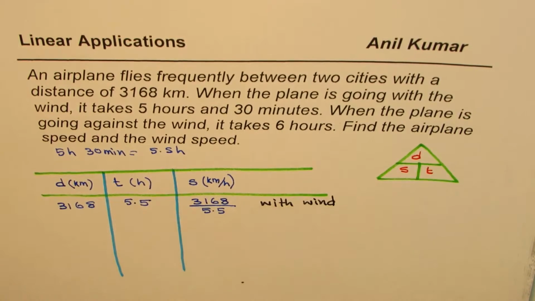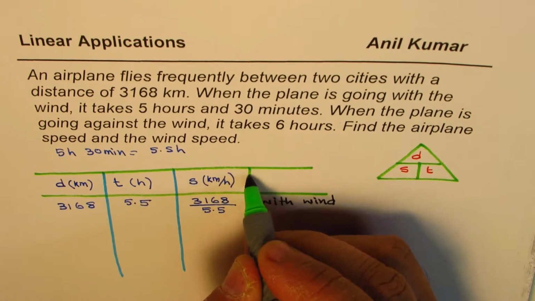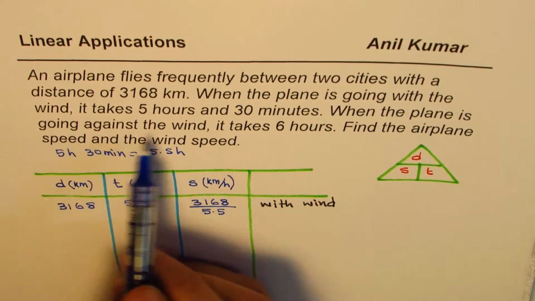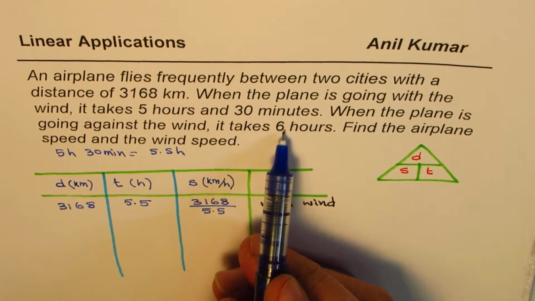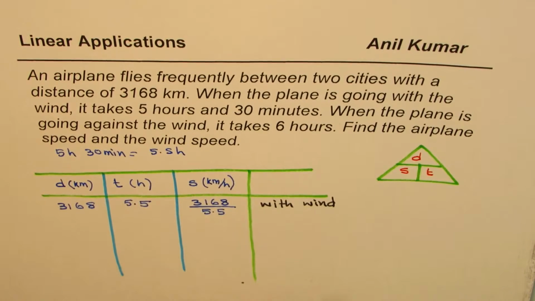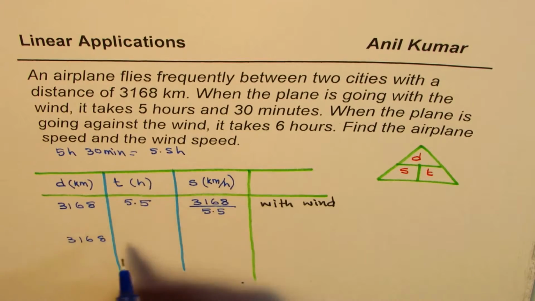Okay, so we wrote some remarks here. We'll see how to use these remarks to analyze the situation. Now, when the plane is going against the wind, it takes more time because the speed is slower. More time, 6 hours. But the distance covered is exactly the same, right? 3168. Time is 6 hours.